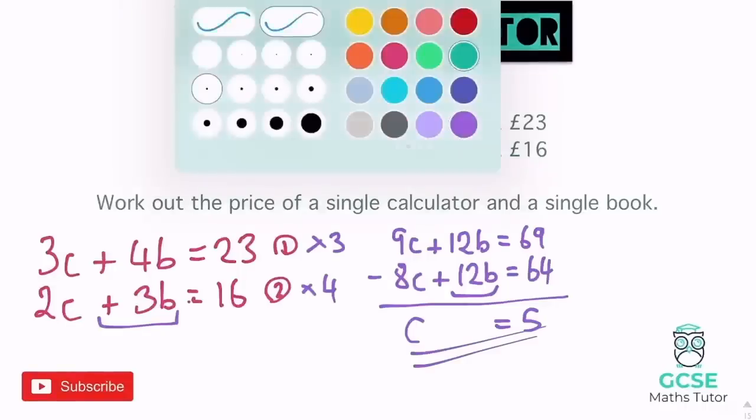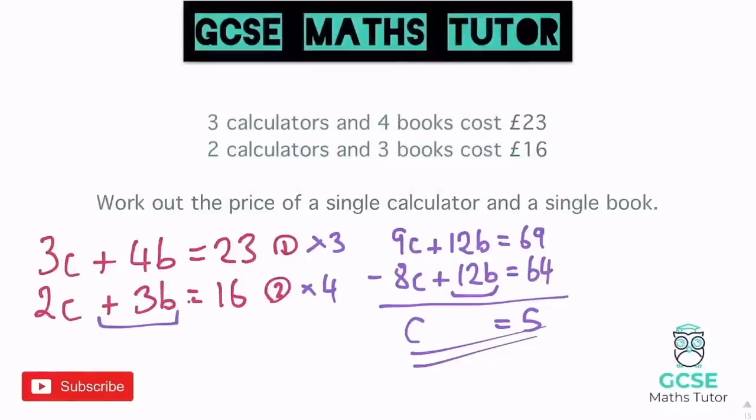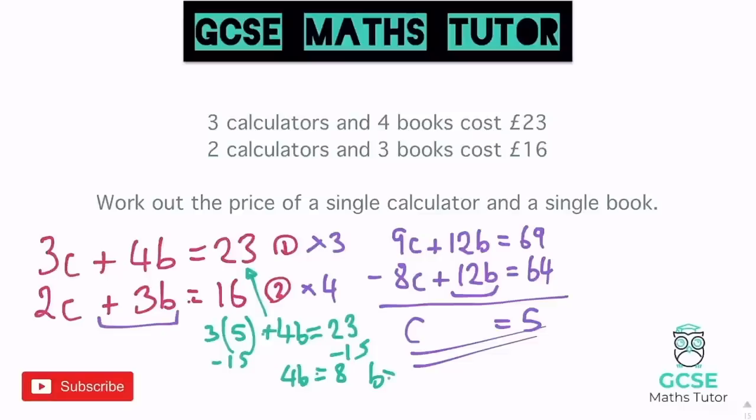And then we just need to sub that back into one of these equations. Again, I'm going to pick equation 1. We could do either one here, but I'm going to pick equation 1. So if C is 5, we have 3 lots of 5, add 4B, and that equals 23. Now 3 lots of 5 is 15, so we take away 15 from both sides, and we get 4B equals 23 take away 15, which is 8, and then dividing that by 4, we get B equals 2.